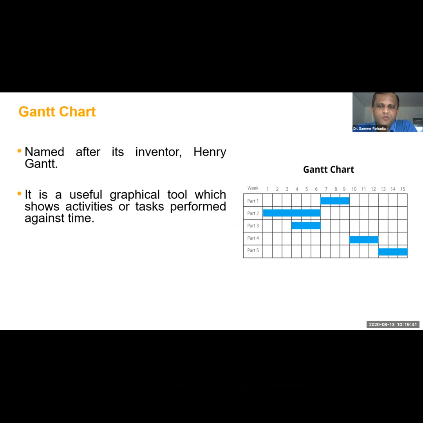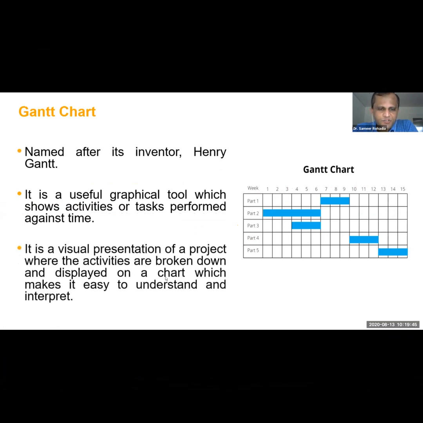Yeah, so normally it is used in project management, and it is a visual representation of a project where the activities are broken down and displayed on a chart, which makes it easy to understand and interpret. Okay. So it is very clear, and whenever you are having a pictorial form of your project management, then it is very easy to understand. Yeah, even for a layman, it is easy to understand. Okay, so this is all about Gantt chart.